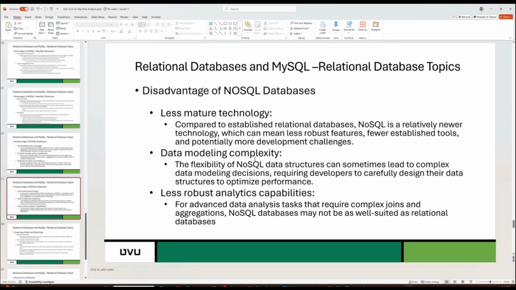And like I said, there's going to be fewer toys more than likely. I mean, SQL's been around forever. There's all kinds of tools and different things that you can use. Modeling complexity. That is true.